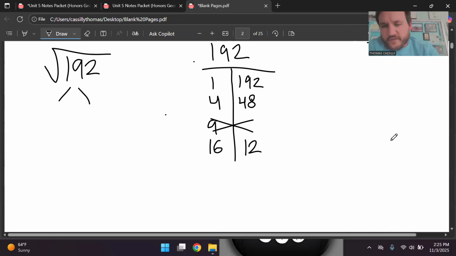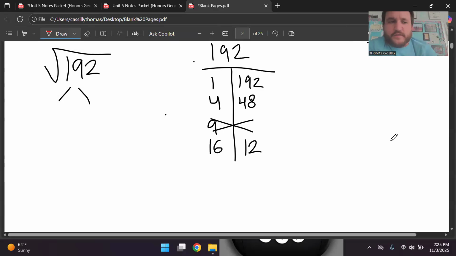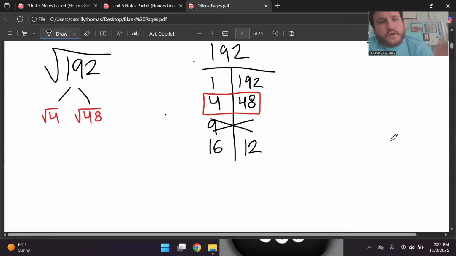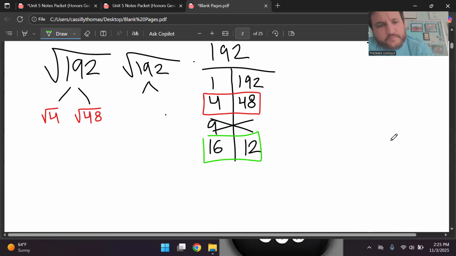All right, so we have this list. There are multiple answers here. So notice how, and we could keep going, we could keep checking, and as a matter of fact, I will, but that works. So we have the square root of 4 and the square root of 48. Or we have the square root of 192, which breaks up into the square root of 16 and the square root of 12. All right. Are there any others? Or could we find any more?